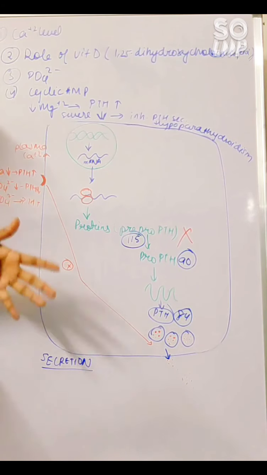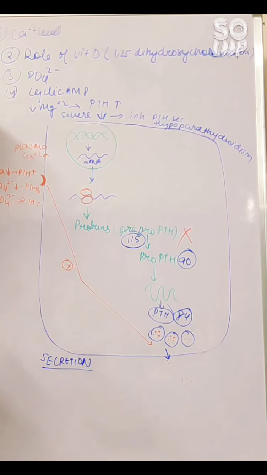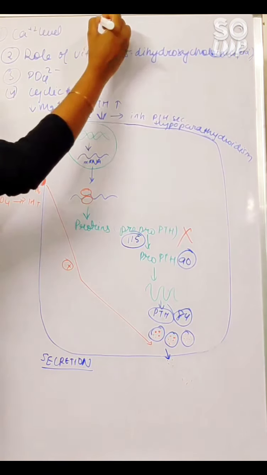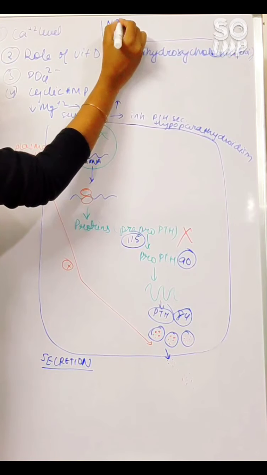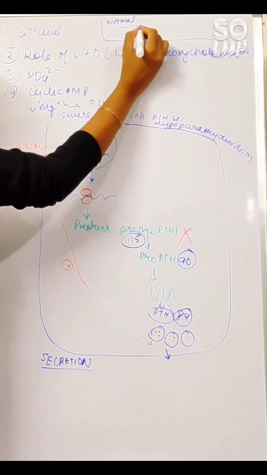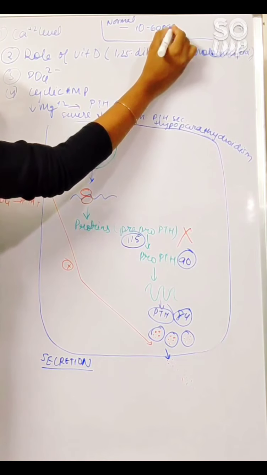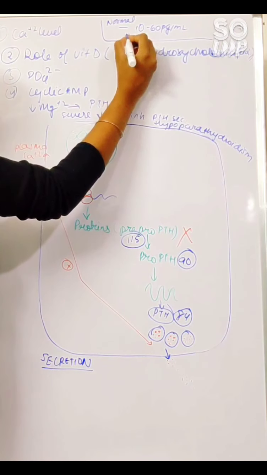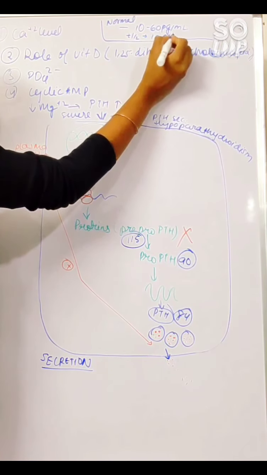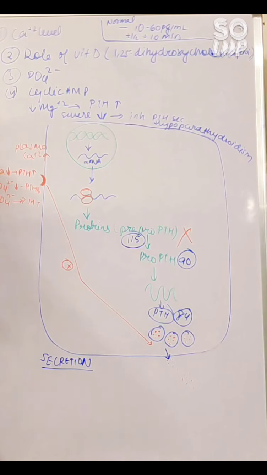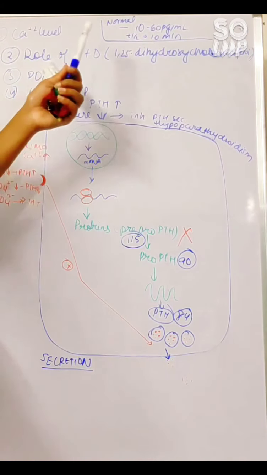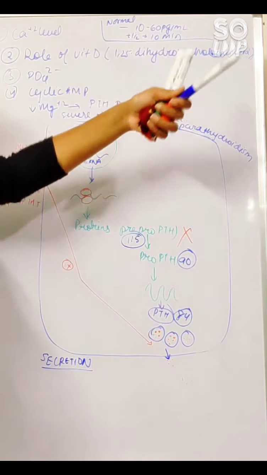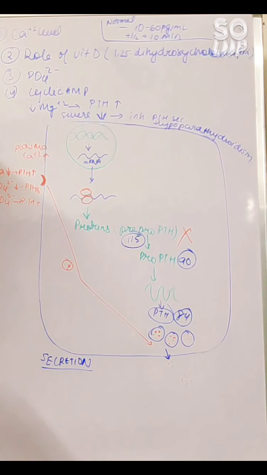Before we go to the next part of the video, let me tell you one more thing: the normal plasma PTH level is 10 to 60 picograms per ml, and their half-life is about 10 minutes. Why 10 minutes? Because they are continuously degraded by the Kupffer cells in the liver. So their half-life is just 10 minutes, and the normal PTH level is 10 to 60 picograms per ml.